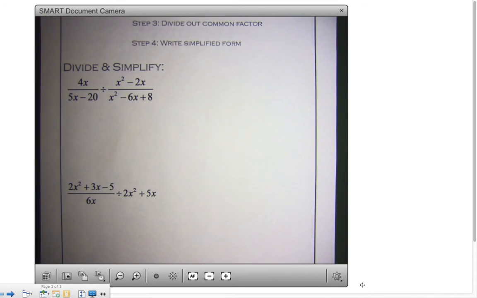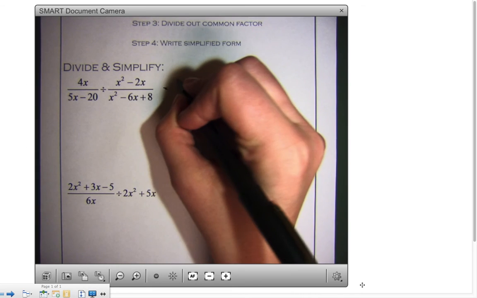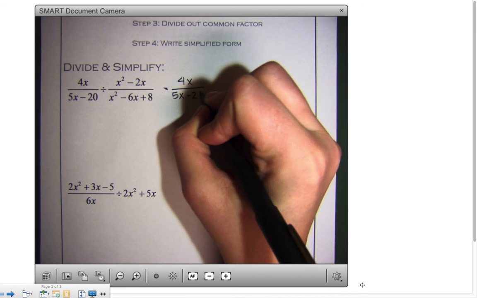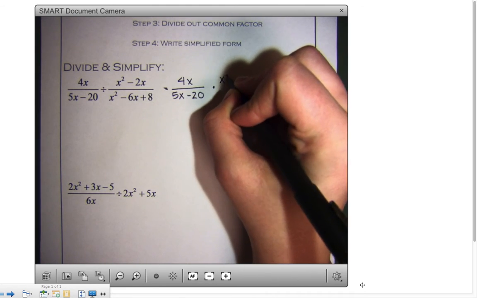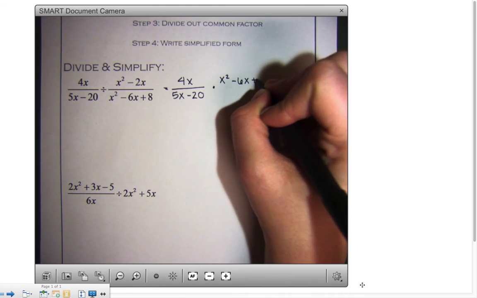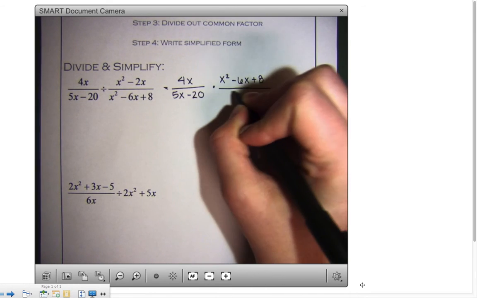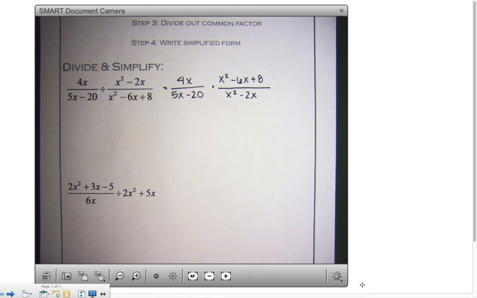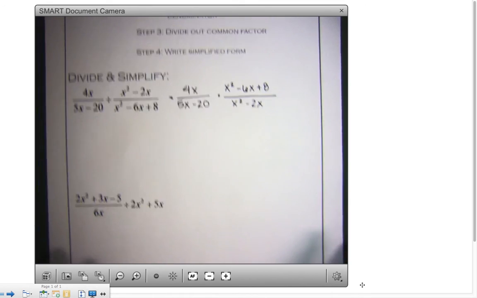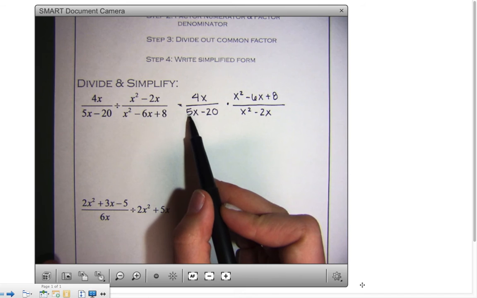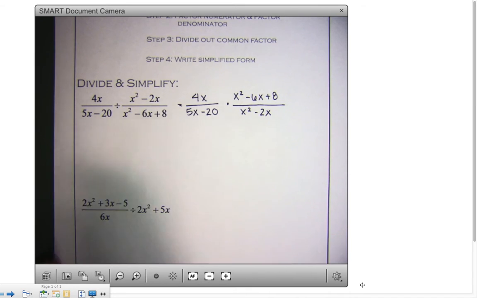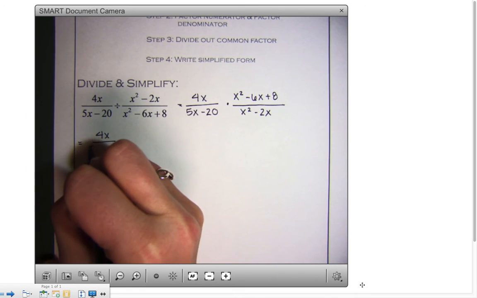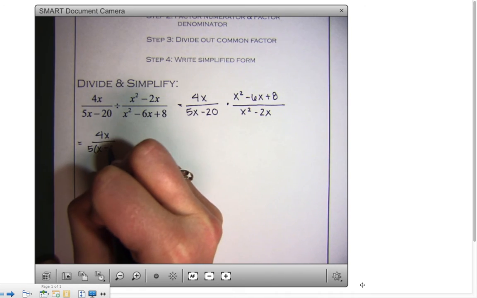So divide and simplify. Very first thing I'm going to do is rewrite it as multiplying by the reciprocal. Now it looks like the last 3 problems we just did. We're going to go through and factor. Can't do anything with 4x. 5x minus 20, greatest common factor of 5 there. Take out a 5, I'm left with x minus 4.